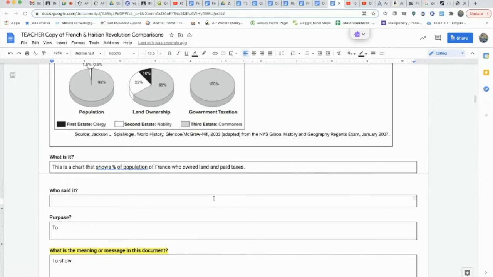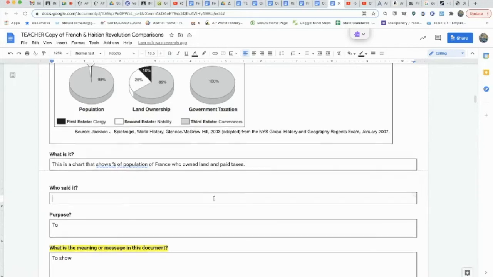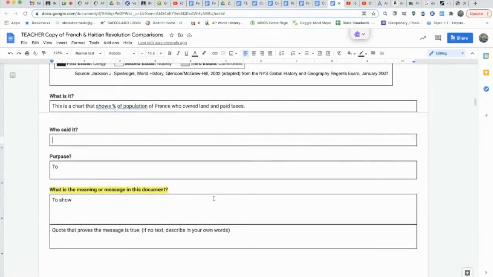Meanwhile, the poor that can't pay their own bills have to pay taxes on the land. That's not fair. Okay, who said it? Unknown, it's just a chart. What's the purpose? To reveal the unfair land ownership and taxation system in France. And boy, were the poor people angry about this, discontent.